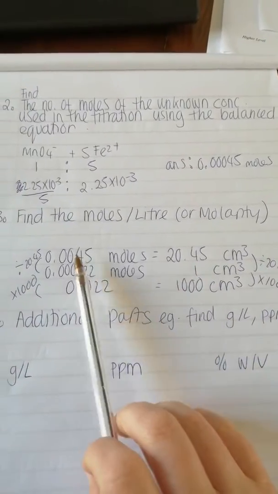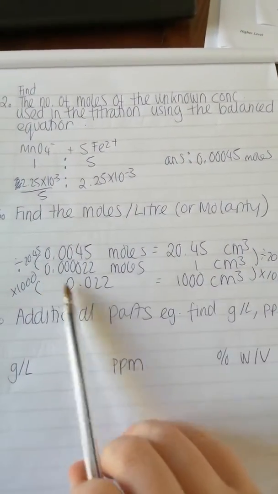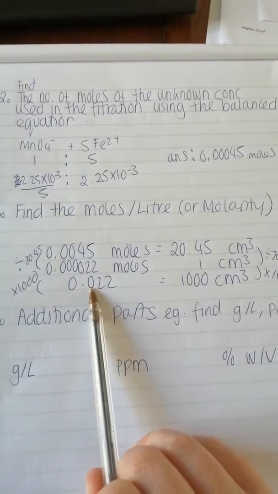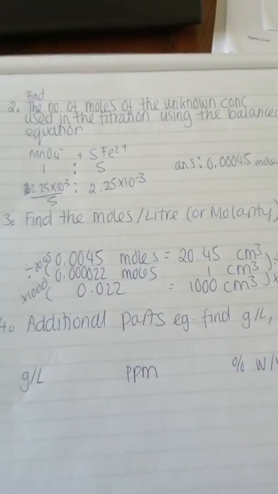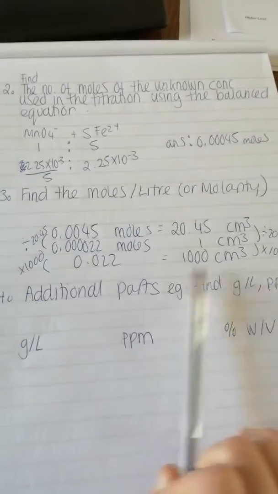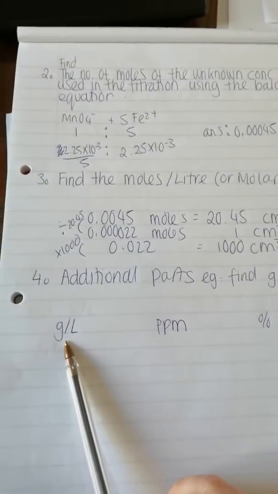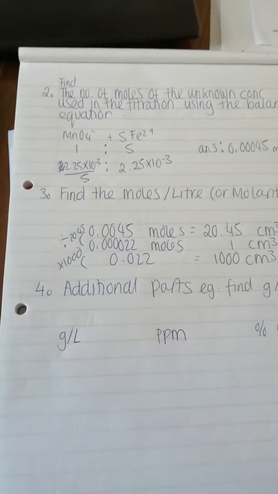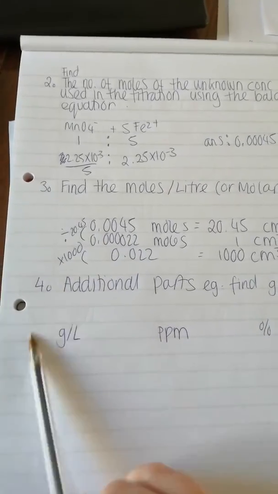Okay, so that's the calculations done there. So this is your moles per litre, or your molarity. And that's the main parts. So there's obviously additional parts that you might have to do. Like you might have to change from moles per litre to grams per litre. Again, use your star to do that. Going from moles to grams, multiply by the relative molecular mass.